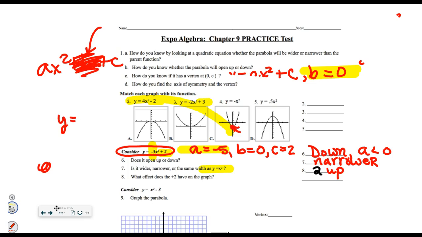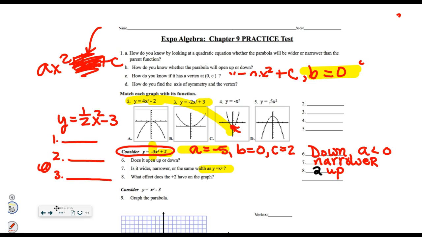Suppose y equals 1/2 x squared minus 3. And to get your points for today, I want to see that off on the side. Does it open up or down? You write that in there. Is it wider or narrower than the parent function? And what effect does the -3 have on the graph?